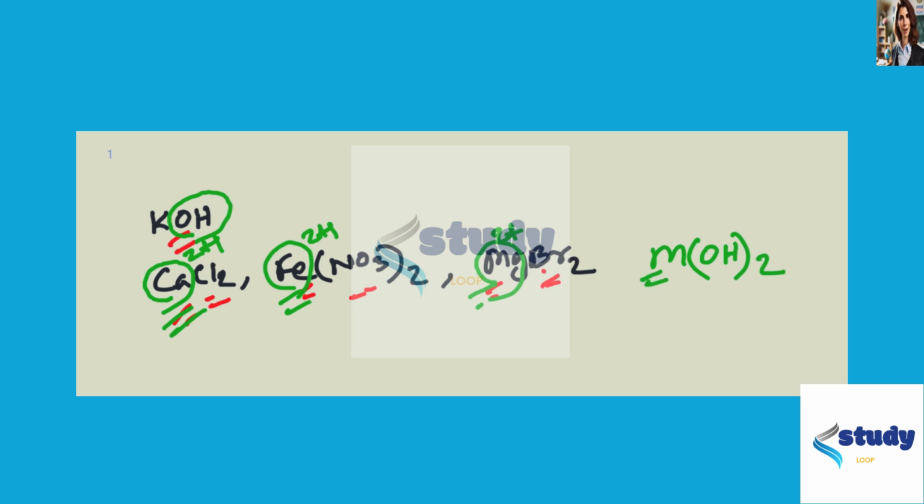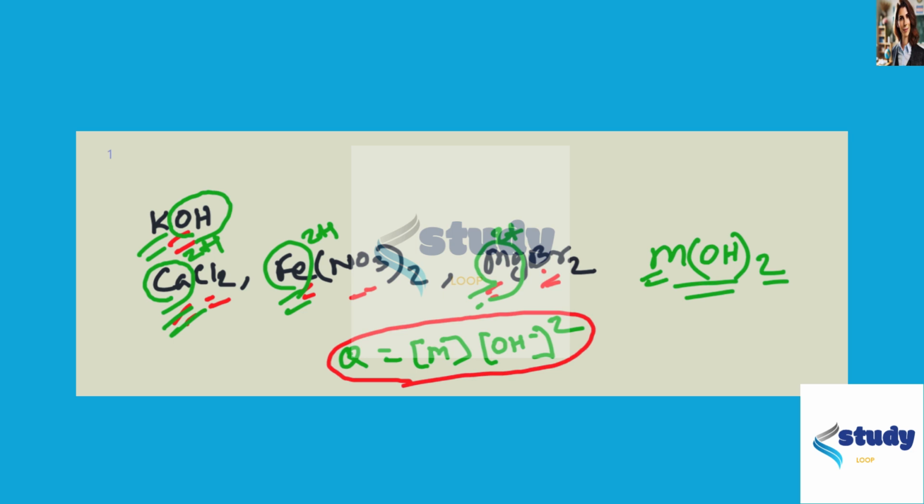And to find the minimum concentration of KOH or the hydroxide ion to form this precipitate, we need to know the reaction quotient for the hydroxide compound. The reaction quotient for these compounds will be equal to the concentration of M times the concentration of OH minus, and for the OH we'll have to put a square here. So this will be the general reaction quotient formula for each case.